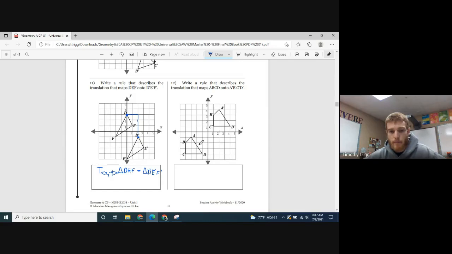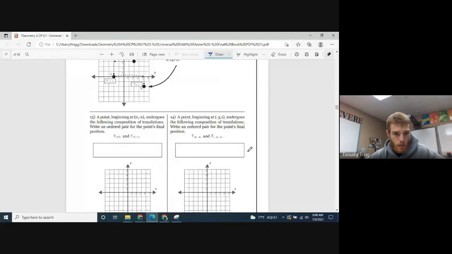Now see if you can do the same for question 12 here on page 10. I'll help you out a little bit. Let's say we start with the preimage right here, let's say at A, and let's go to A prime. So how much would that be shifted? 1, 2, 3, 4, 5 to the right, and then 1, 2, 3, 4, 5 up. So see if you can write the translation rule that maps this preimage onto this image. Okay, go and pause the video and do that. And let's move on.